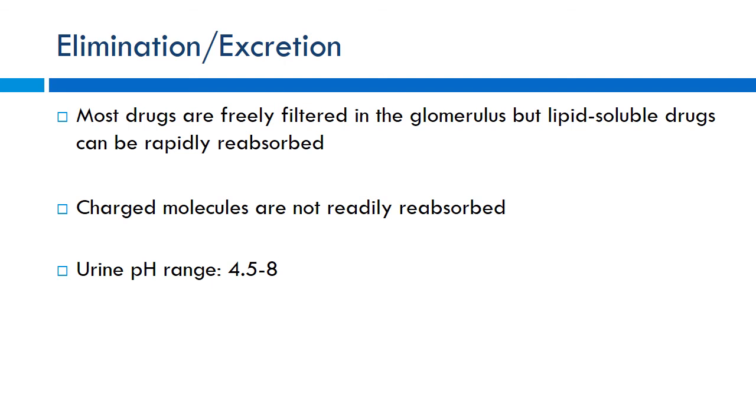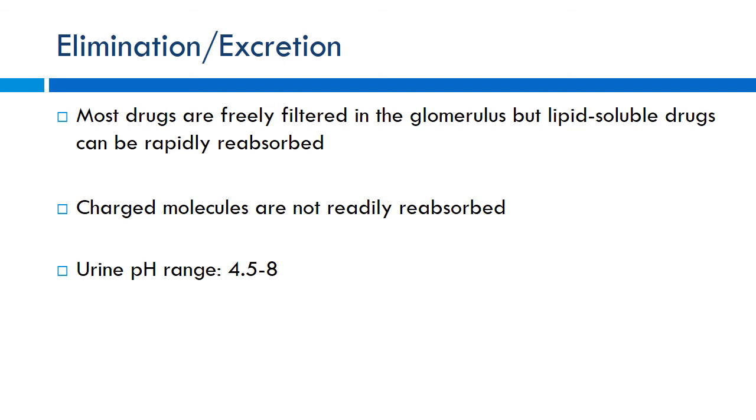But we'll see that lipid soluble drugs tend to be reabsorbed very easily. Alluded to this previously when we were talking about pH and absorption. But basically, charged molecules do not readily get reabsorbed, so they get passed through the kidneys, get into the urine, and can be eliminated. And so we mentioned the urine pH typically is going to be a little bit more on the acidic side, but can range anywhere between 4.5 to 8, depending on what's going on with the body.